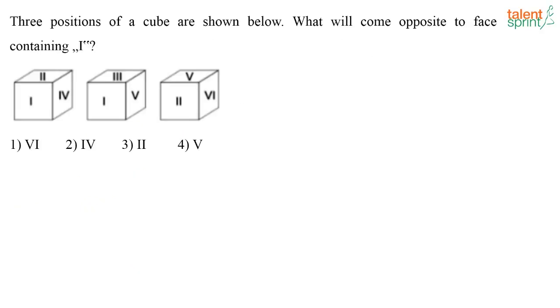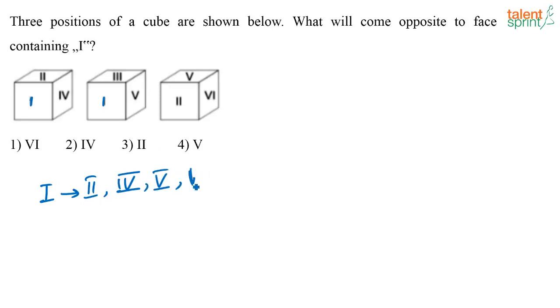Next one. 3 positions of a cube are shown below. What will come opposite to the face containing 1? So in this question, this is one dimension of the cube, this is another dimension of the cube, and this is the third dimension of the cube. They have shown the cube in different angles basically. So here it is 1, 1. What are the adjacent faces of the side 1? Adjacent faces are, in this angle it is 2 and 4. Here it is 5 and 3.